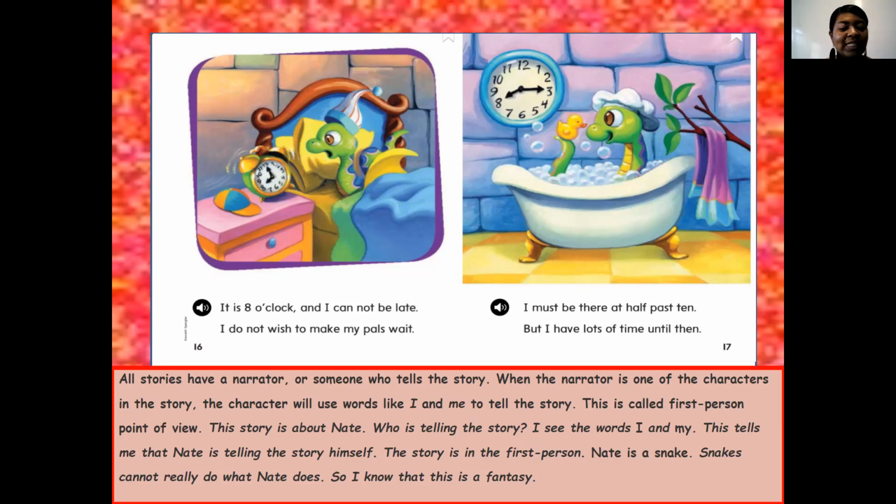I see the words I and my. There it is. Then there's the word my. This tells me that Nate is telling the story himself. The story is in the first person. Nate is a snake. Snakes cannot really do what Nate does, so I know that this is a fantasy.